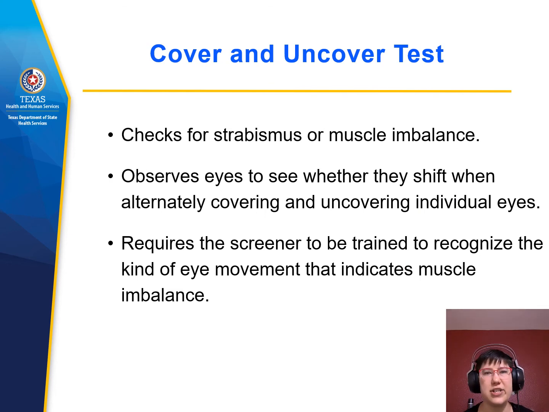So the cover-uncover test is checking for strabismus or muscle imbalance too, and it's for less constant imbalances. You check that by covering and uncovering the individual eyes, and you need to be able to recognize when the muscles are imbalanced. Normally, we would have everybody look at everybody's eyes to kind of see. Obviously, in the time of COVID, that is not going to be happening. If you're watching this in a time that's not COVID, oh great, I'm glad we're out of COVID. Please let us have non-COVID times.